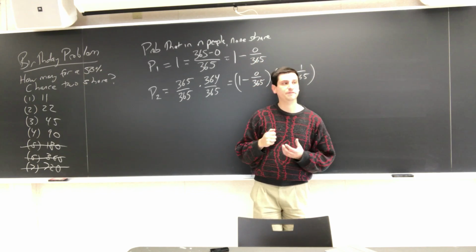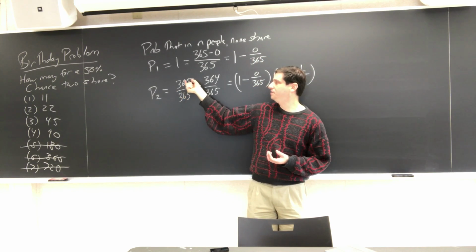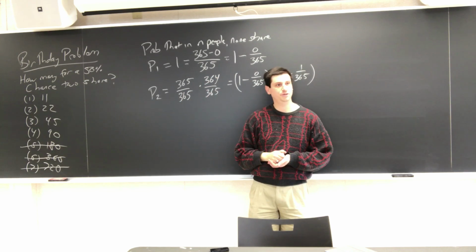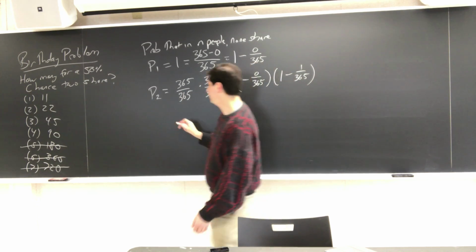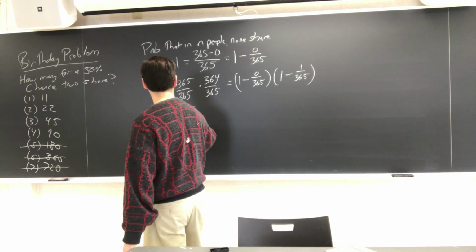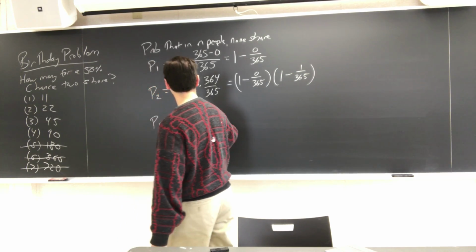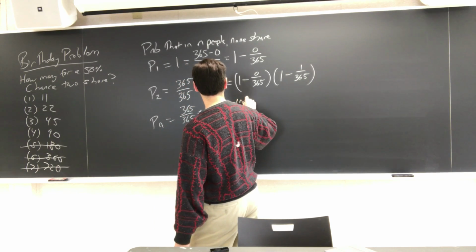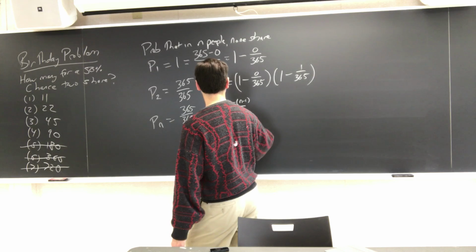Is the pattern becoming clear? If I had 3 people, it would be 365 times 364 times 363 over 365 cubed. And so if I have n people, it would be 365 over 365 times all the way down to 365 minus n minus 1 over 365.